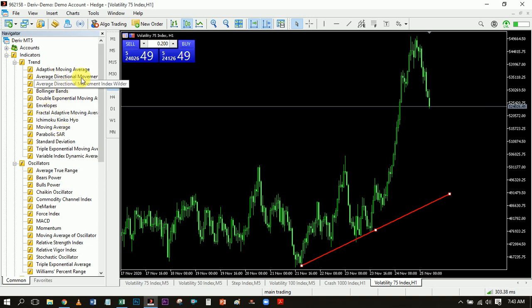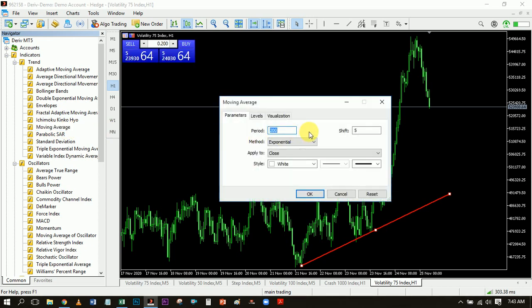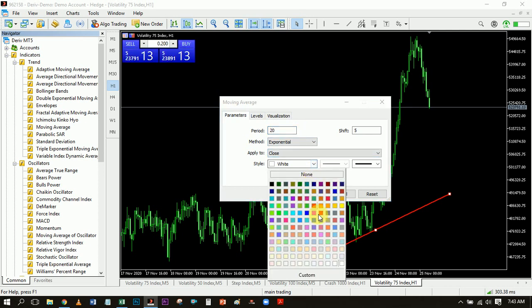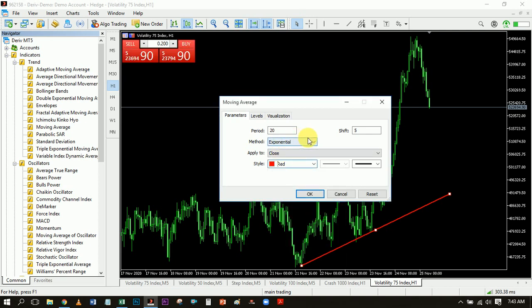So now you can see moving average, just drag and drop. The first moving average we'll be adding will be the 20. So we add 20, then you can change this, you can make this red, then you use exponential, then apply to close, then you click OK.